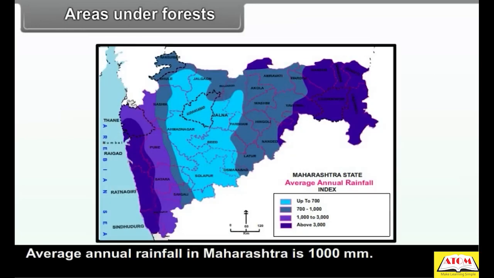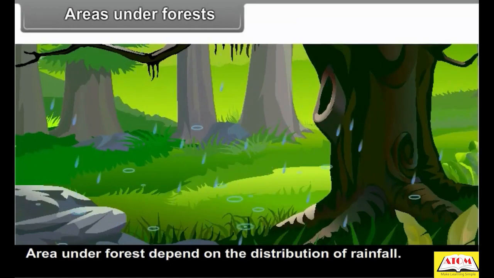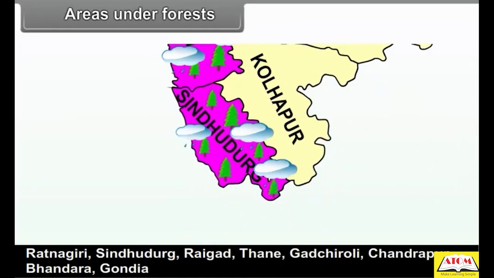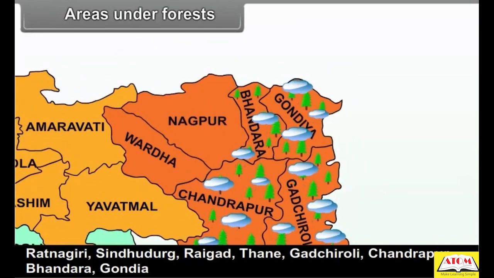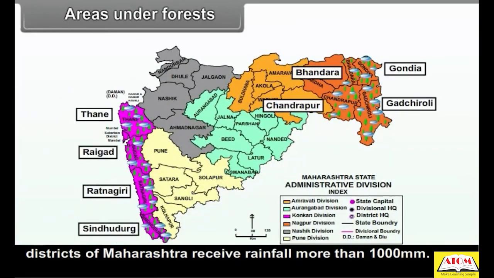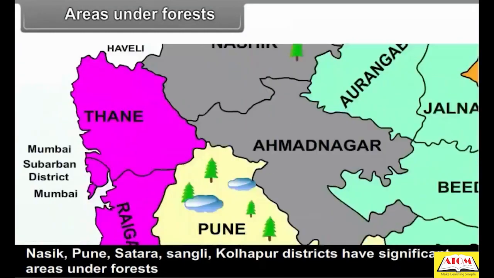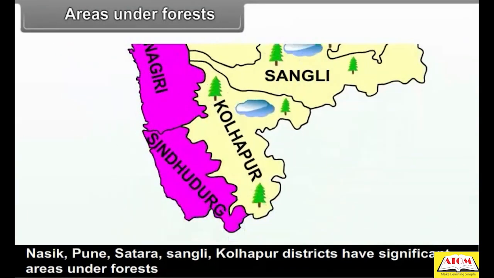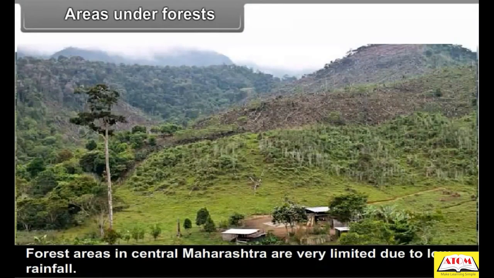Areas under forests. Average annual rainfall in Maharashtra is 1000 mm. Area under forests depends on the distribution of rainfall. Ratnagiri, Sindhudurg, Raigad, Thane, Gadchiroli, Chandrapur, Bhandara, Gondia districts of Maharashtra receive rainfall of more than 1000 mm. On the eastern slopes of the Western Ghats, particularly western parts of Nasik, Pune, Satara, Sangli, Kolhapur districts have significant areas under forests. Forest areas in central Maharashtra are very limited due to low rainfall.